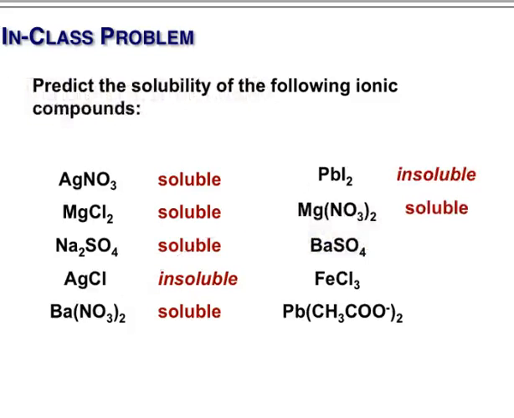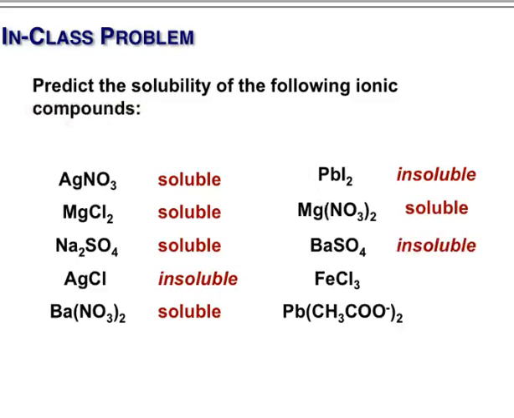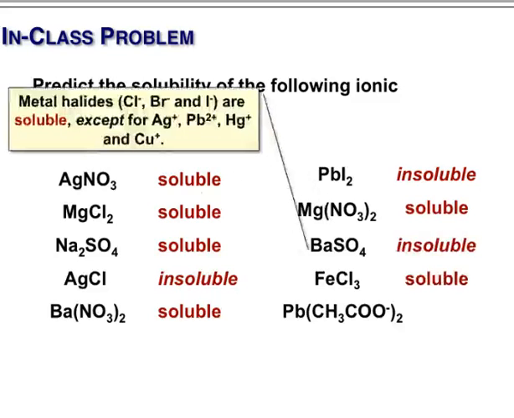Most sulfates are soluble except for barium, calcium, and lead. Hey, iron is pretty heavy, but it's not our heavy metal, is it? Halides that are not soluble are going to be silver, lead, mercury, copper. Iron is perfectly fine.